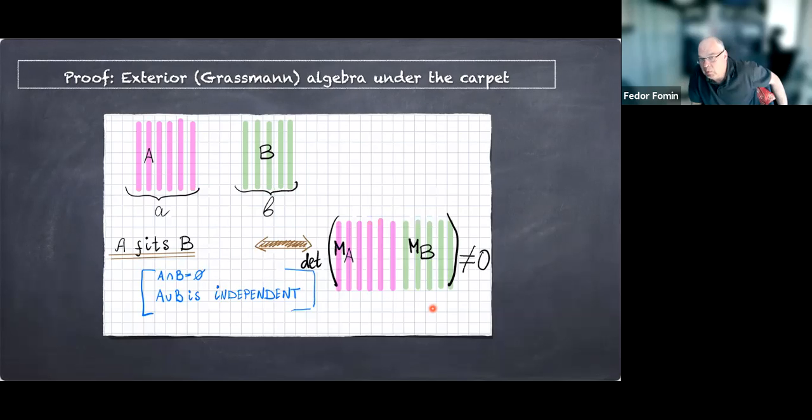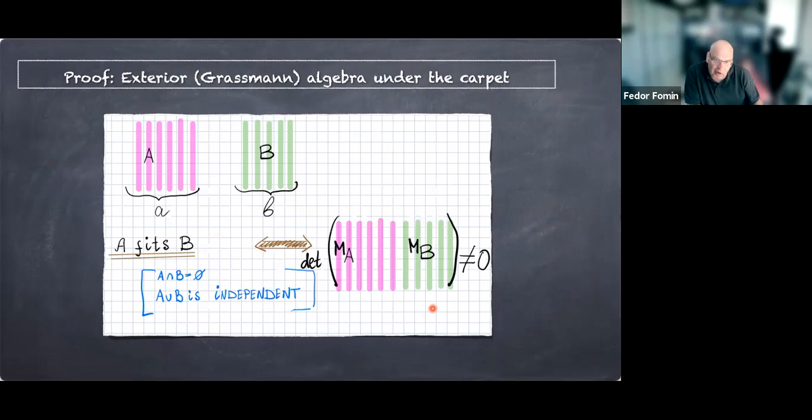Why? In one direction, suppose that A fits B. Then A and B are disjoint, so in the matrix I have a plus b different columns. I also know that the union is independent, so all these columns are independent. If a matrix has all columns independent, it is a full rank matrix, so the determinant is non-zero.